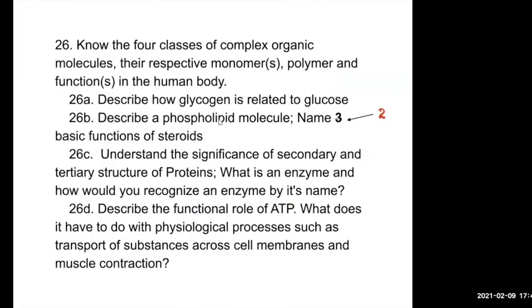So this goes over the learning objective: just know the 4 classes, their respective structures and functions. Functions are really the important part of what we want to talk about today. And I put 3 basic functions, but just think 2, really. You can cross that off if you're trying to do that question right there.